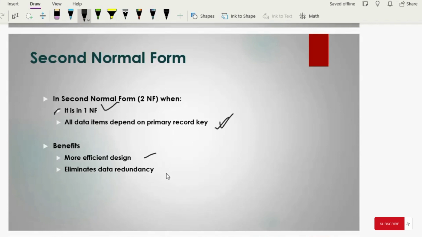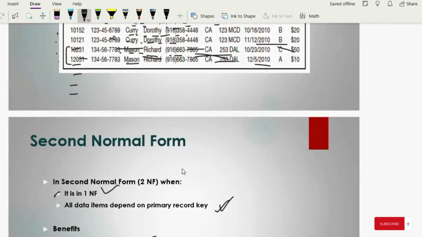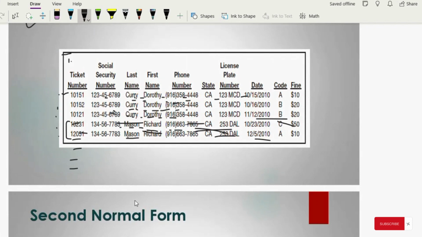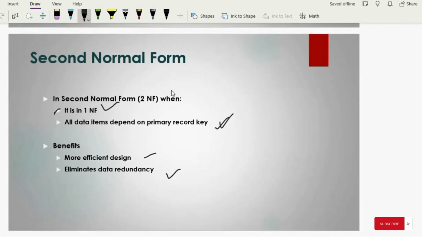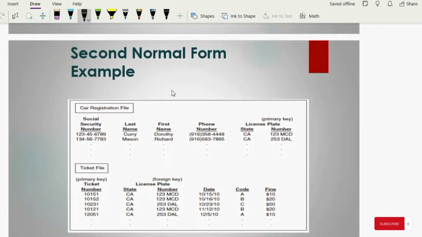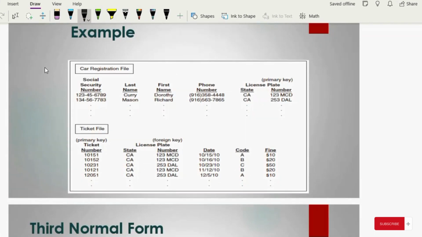What are the benefits of second normal form? It's a more efficient design, and it eliminates data redundancy. Repetition is gone. So how can we do that? We will be breaking this table into two subtables so that the redundancy issue is not there. Can you see here, from the first table, now I generated two tables instead of having one table. I have a car registration table or file, and I have a ticket file separate.